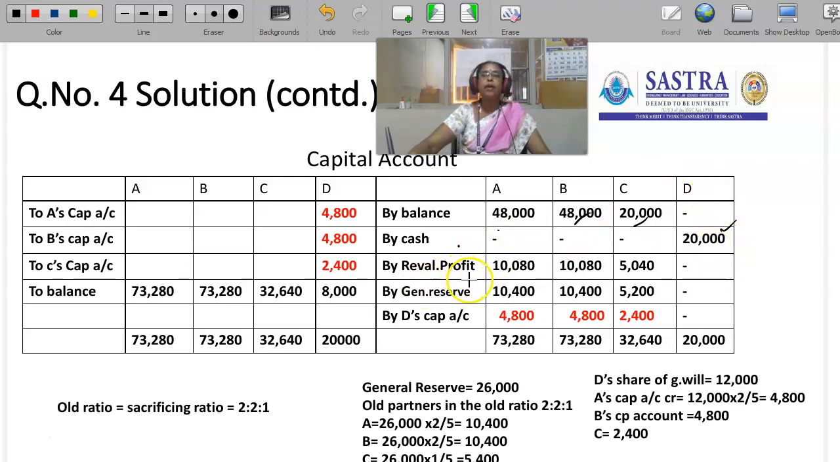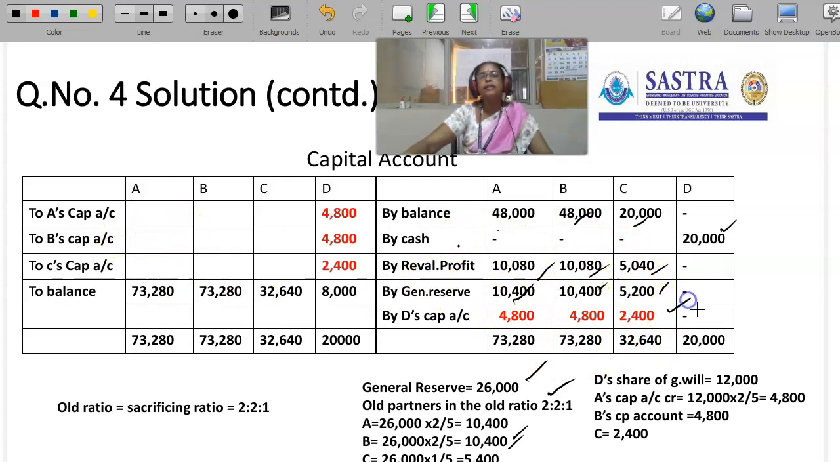Then the revaluation profit, which we have already calculated, should be credited because it is an income for the partners. So the old partners' capital accounts should be credited: 10,080, 10,080, 5,040. The general reserve total is 26,000. The general reserve, or profit remaining in the partnership firm, should be distributed to the old partners in the old ratio. The old ratio is 2:2:1, so 26,000 into 2/5 is 10,400. In this way we prepare the capital account.